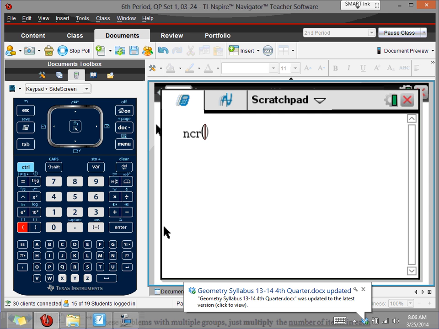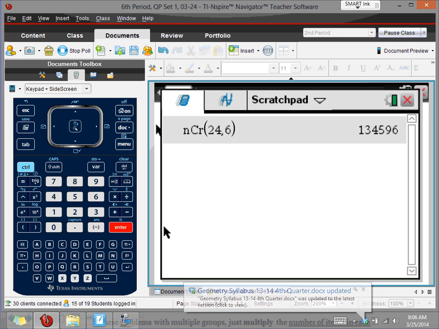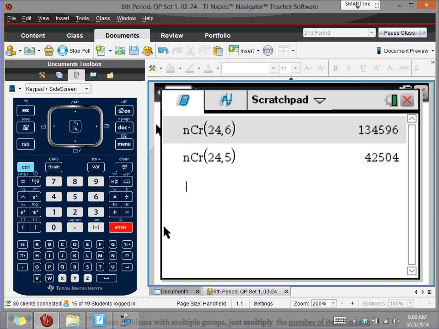Just like we did rref parentheses, you've got to remember the parentheses. nCr parentheses, 24 comma 5. Up, enter, switch it to 5. Ooh, made a big difference. Keep going. Make sure you're up.